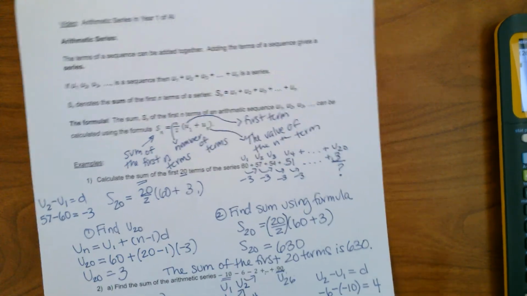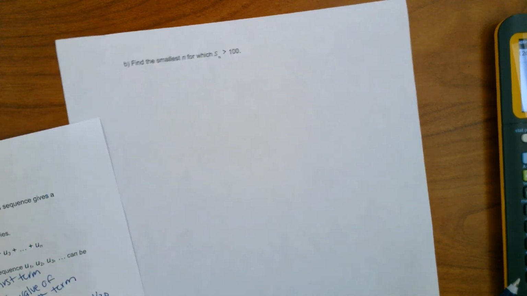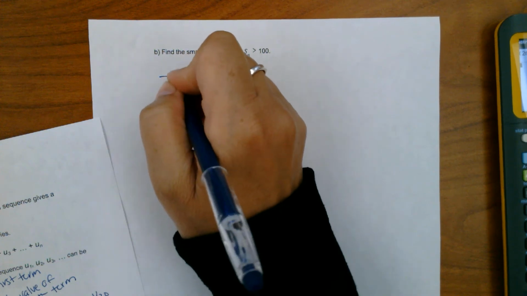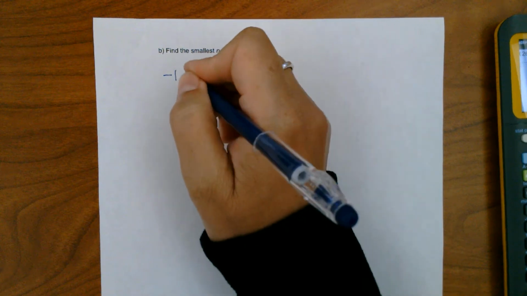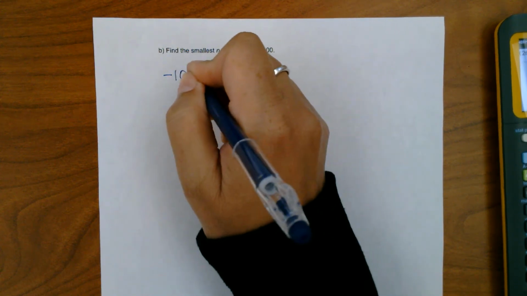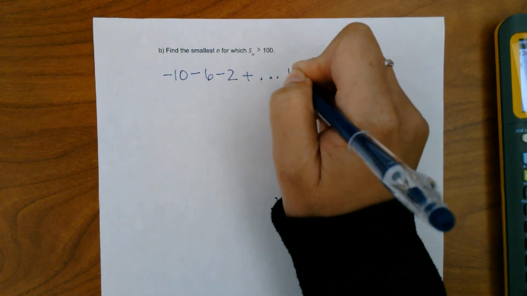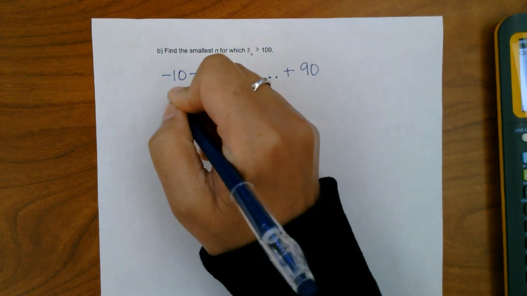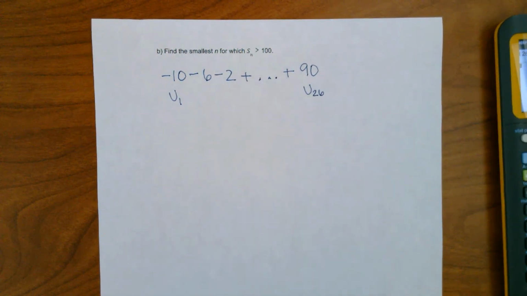Okay. Last one here. Find the smallest n for which s sub n is greater than 100. So I'm going to write down some terms. I'm going to write down the problem that we just had. They're still talking about these numbers here, so I'm going to write those numbers down so that we have them. It's negative 10 minus 6 minus 2 plus a bunch of numbers plus 90. We knew this was our first one. We now know this is our 26th.